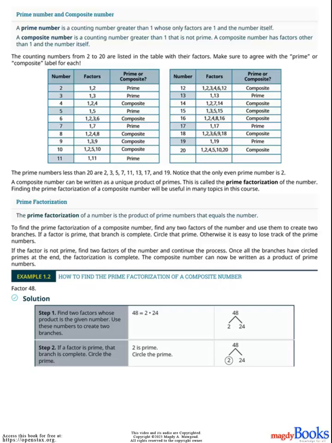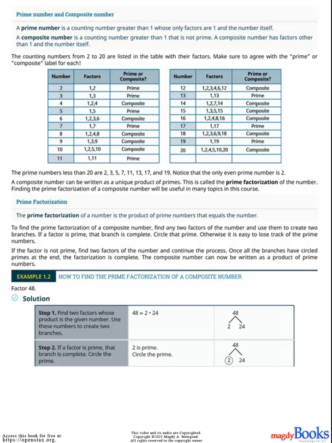Prime factorization. The prime factorization of a number is the product of prime numbers that equals the number. To find the prime factorization of a composite number, find any two factors of the number and use them to create two branches. If a factor is prime, that branch is complete. Circle that prime. Otherwise, it is easy to lose track of the prime numbers.